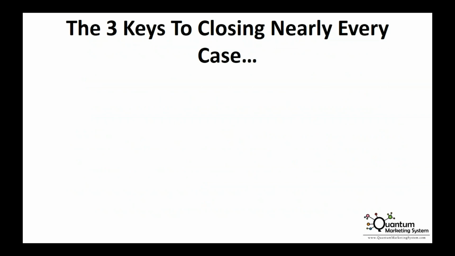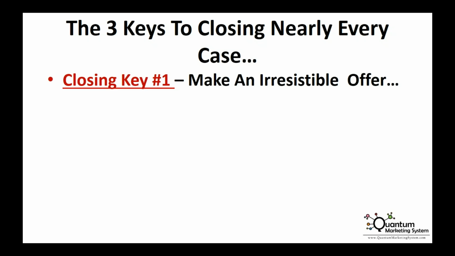All right, so let's dive right into the 3 keys to closing nearly every case. Closing key number 1 is to make an irresistible offer. If you've been on any of my other webinars before, you know that this is a critical part of my marketing approach. The hard part is actually delivering on that. How the heck do you get an irresistible offer? Well, we've come up with a couple things over the years, but this blows them all out of the water. Because it truly becomes an irresistible offer. If you have a client that needs or wants life insurance for any reason, we're going to be able to just knock it out of the park with a competitive advantage that nobody can touch.